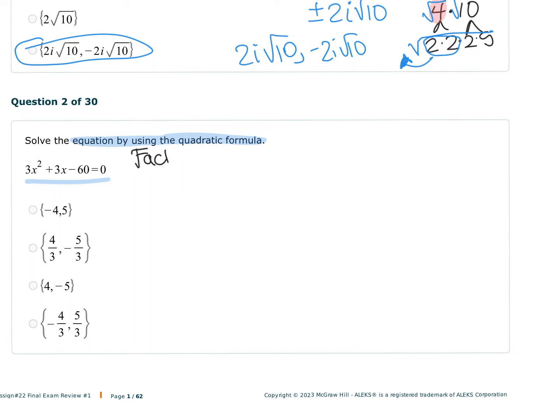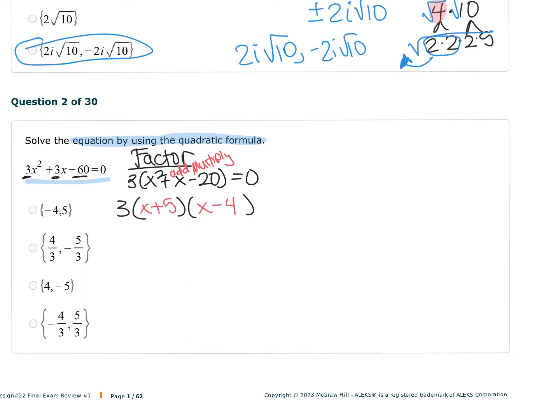If I factor, I can take out the GCF, greatest common factor, which is 3, and I'd be left with x squared plus x minus 20 equals 0. And then I would just be looking for 2 numbers that add to get the middle term and multiply to get negative 20. My hope would be that eventually I would come up with positive 5 and negative 4. That adds to get 1 and multiplies to get negative 20.